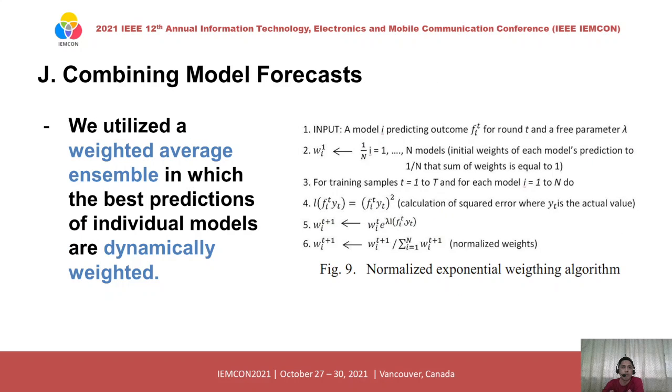So in combining the ARIMA and stacked LSTM, we use the normalized combinational algorithm, which is a weighted algorithm, in which the best predictors of individual models will be weighted. In simple terms, we gave different weights to standalone models before we combine them, because the different models give different predictions. So we prioritize giving more weight to the more accurate models.